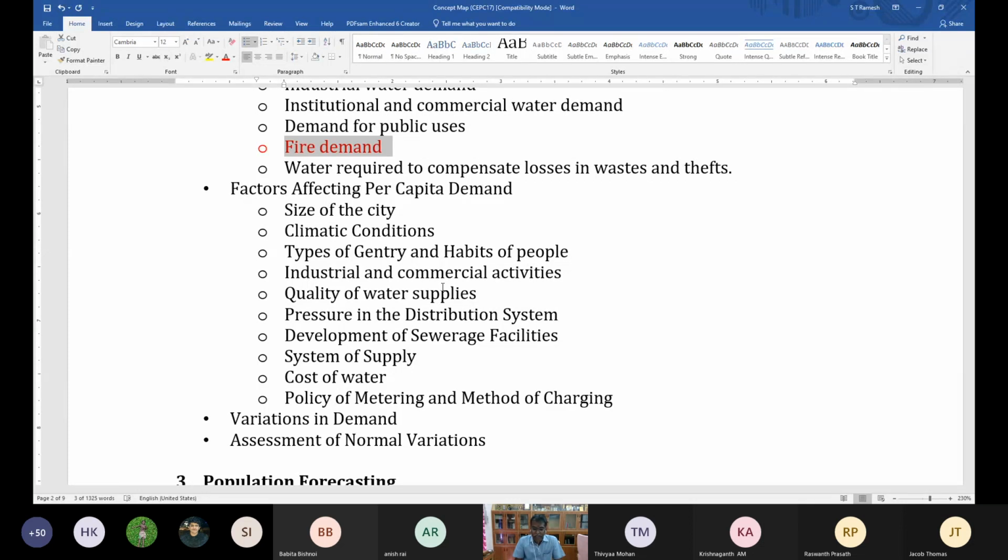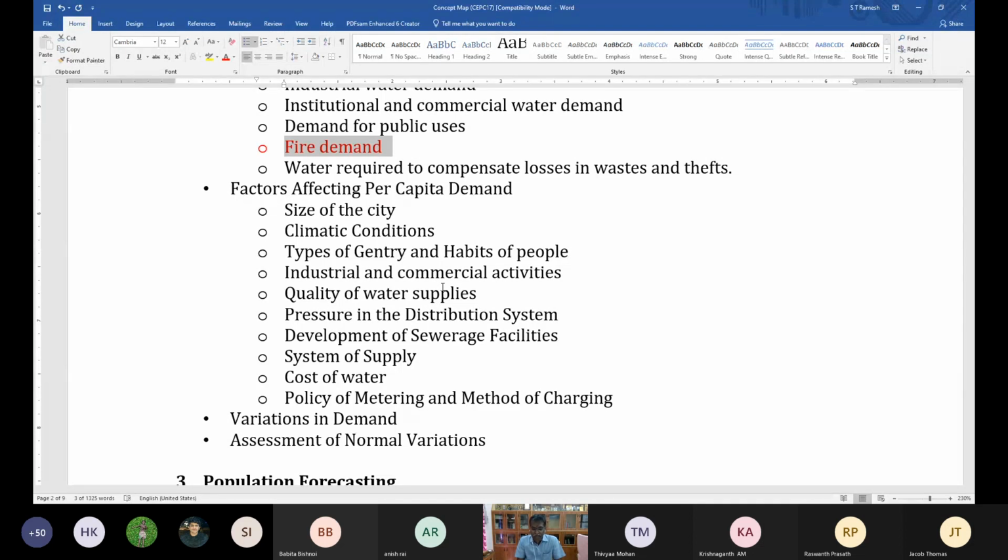And sewerage facilities, I already mentioned to you, whether you have a combined sewer or separate sewer system. And the system of supply, where you may have continuous and also intermittent. You probably would have come across two different supply systems in your city. Continuous water supply systems, where you may get 24/7 water supply throughout. Okay, or they may have an intermittent water supply. So based on that, per capita demand also will vary.